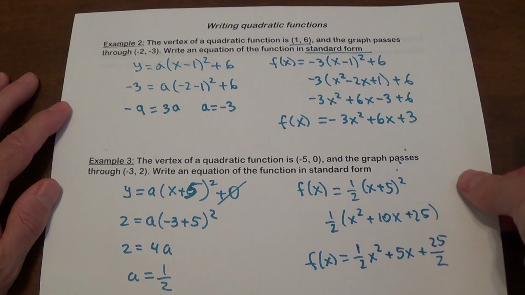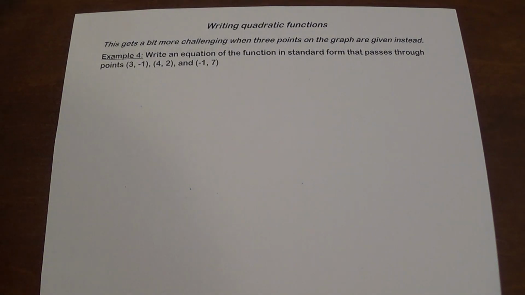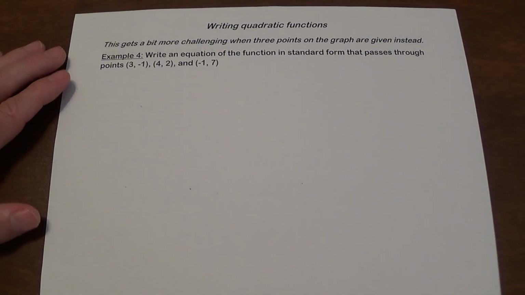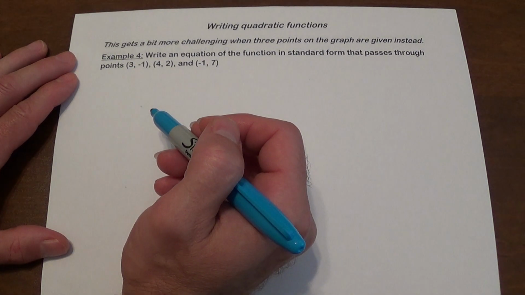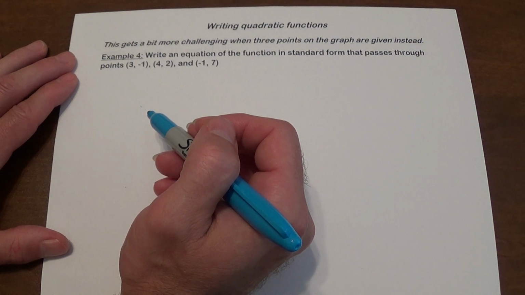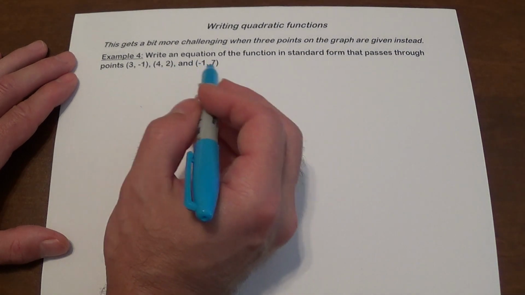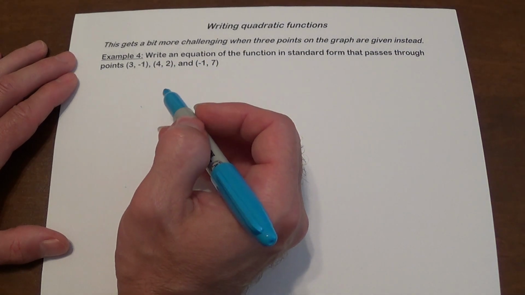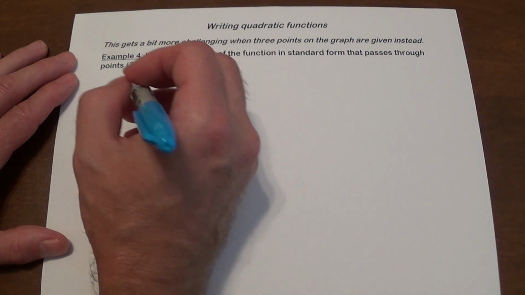Now we're going to take a look at a situation when 3 points are given. This will require you to solve a system of 3 equations, but it's going to be a little bit easier. Since all you have is 3 points, the easiest thing to do is take the standard form and plug in each of these 3 points, and that's going to end up giving you 3 equations. So we're going to use the standard form here.